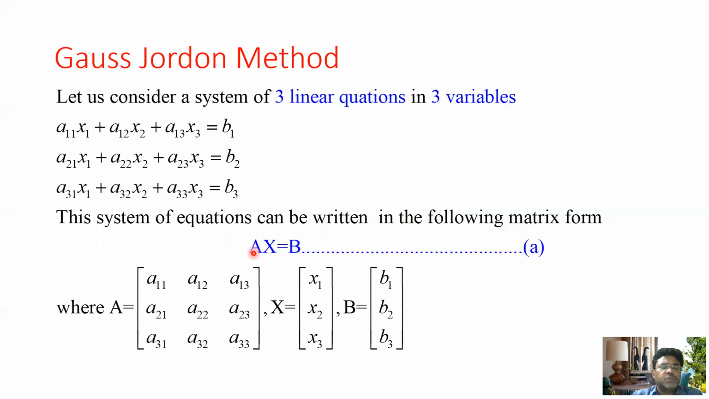What is A? A is the coefficient matrix. This matrix is coming from here. The first column of A matrix is coming from the coefficients of x1: a11, a21, a31. The second column is coming from the coefficients of x2: a12, a22, a32. And the third column of A is coming from the coefficients of x3, that is a13, a23, and a33. This variable matrix x1, x2, x3 is a column matrix, and this capital B is also a column matrix, b1, b2, b3. This is the right hand side part.